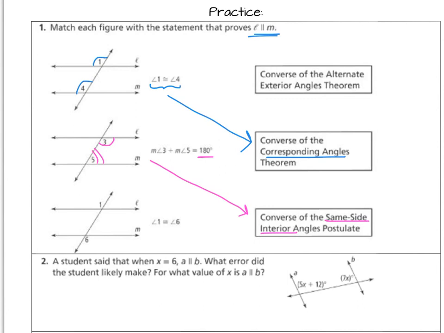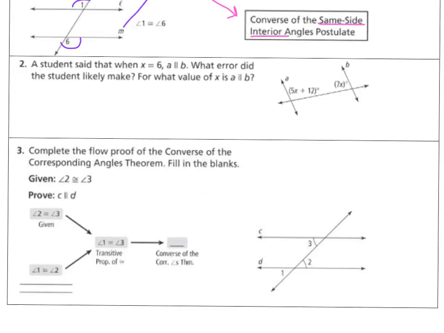And last but not least, we have one final grouping. Angle 1 is congruent to angle 6. Notice these 2 angles are on opposite sides of that transversal and they're on the outside of the parallel lines. That's an example of alternate exterior angles. For that converse, if alternate exterior angles are congruent, then the lines are parallel. So it's very similar to what we did in 2.1, but kind of just the reverse of that. So instead of saying the angles are equal, if we know the angles are equal, we can justify why the lines are parallel.